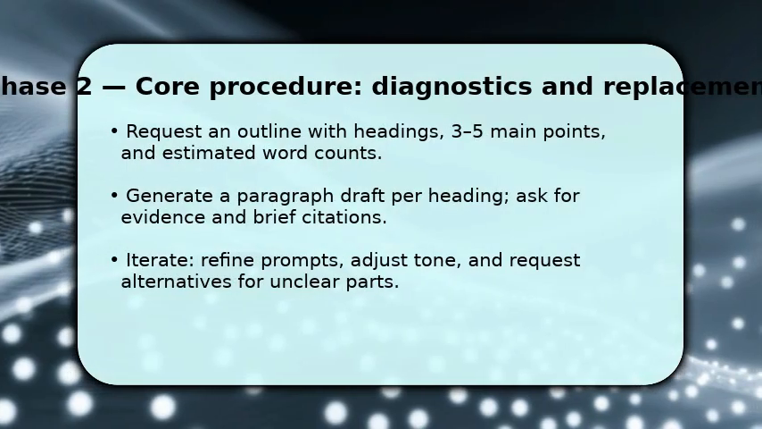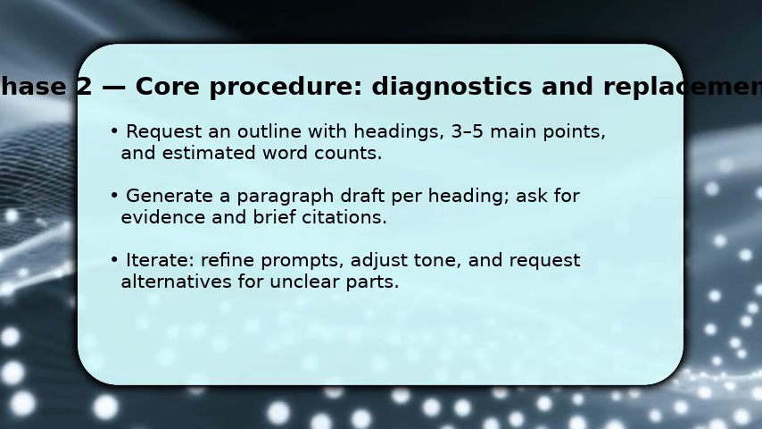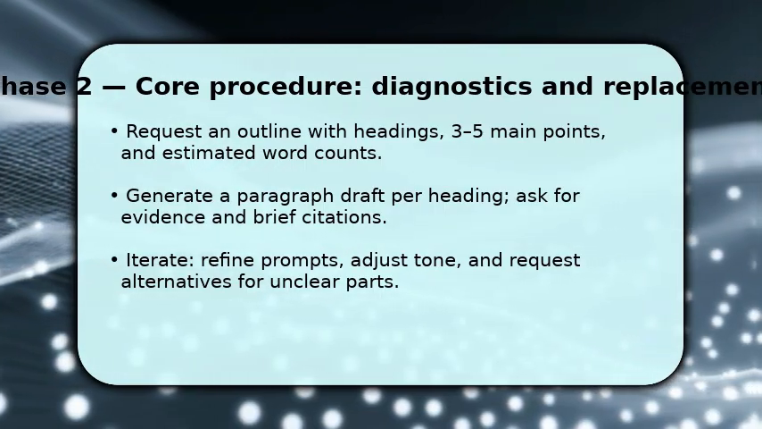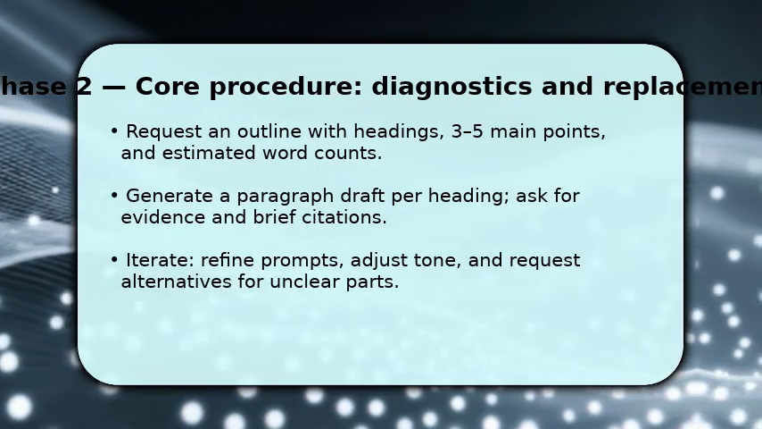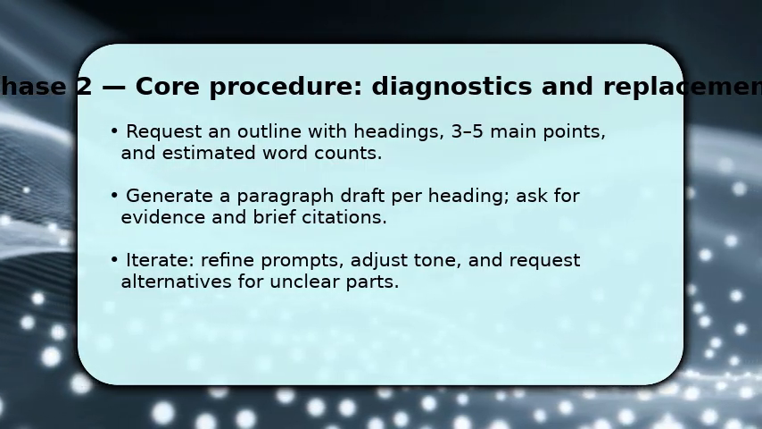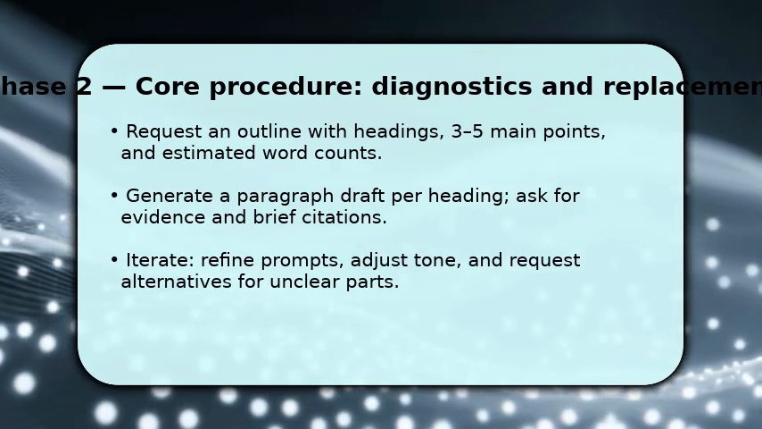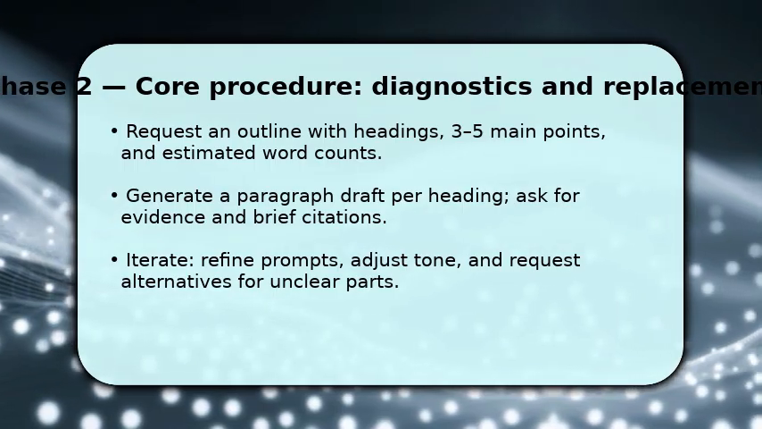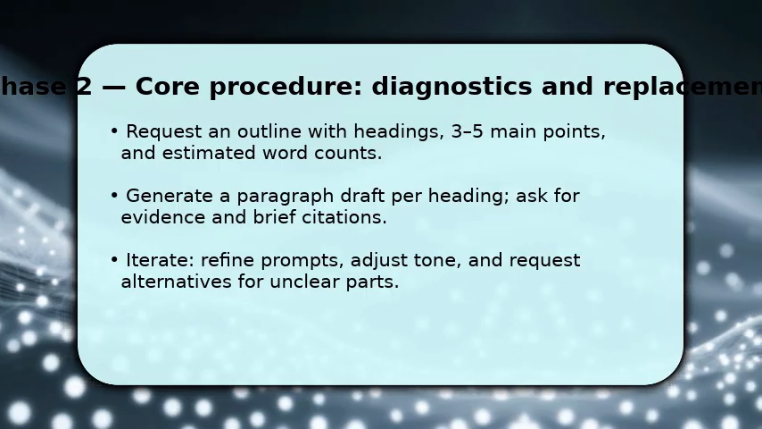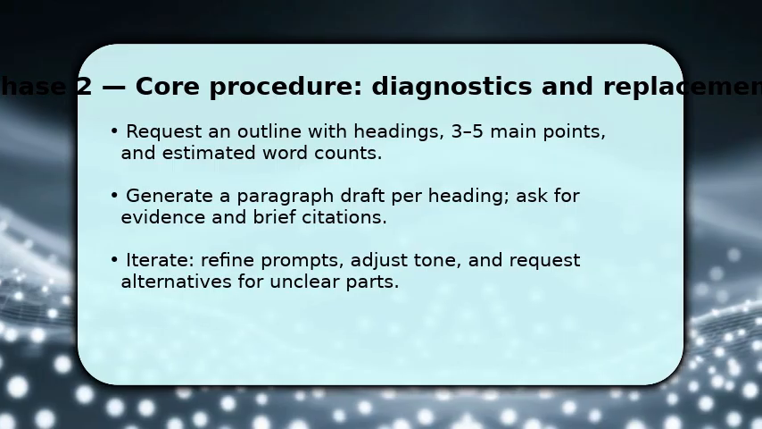You now move into structured drafting. First, ask for a detailed outline with headings and word allocations. This creates a roadmap. Next, generate 1 paragraph per heading and insist on evidence and short citations so you can verify claims. Once you have draft sections, iterate. Tell the model which parts need more depth, simpler language, or different examples. If a paragraph is off, ask for 2 alternative rewrites and choose the best. Then stitch sections together for coherence.